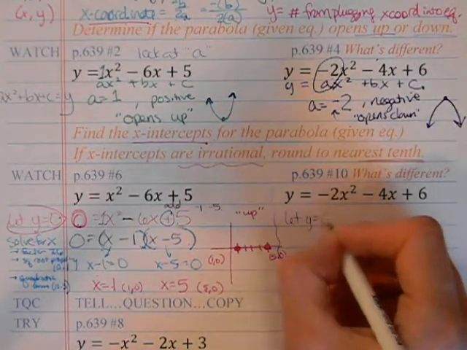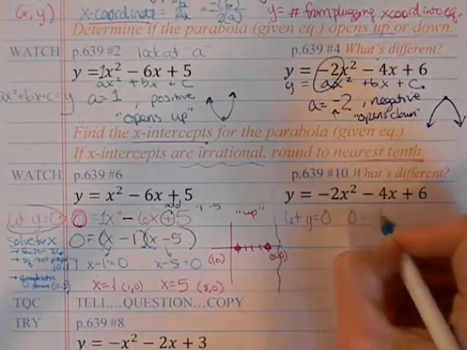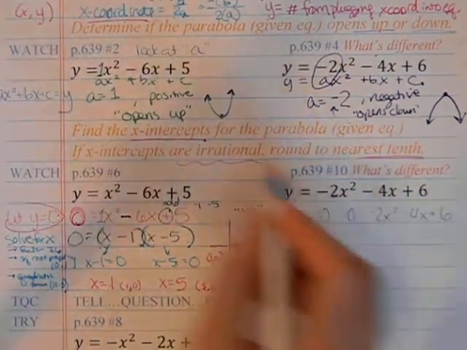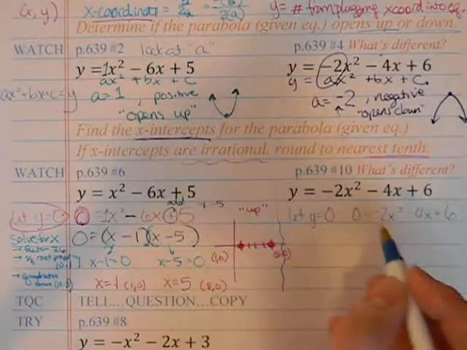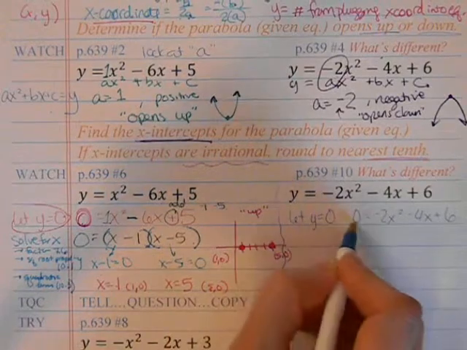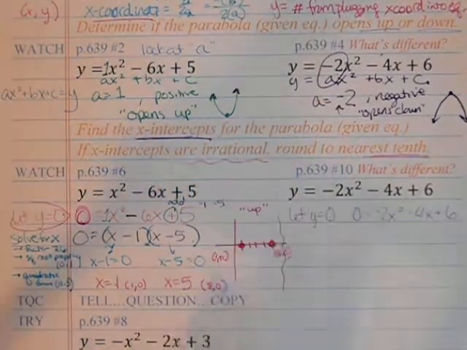We're going to let y equal 0. So 0 equals -2x squared minus 4x plus 6. Why do we let y equal 0? Because we're trying to find the x-intercepts. And wherever a graph crosses the x-axis, the y-coordinate must be 0. So we put 0 in place of y.